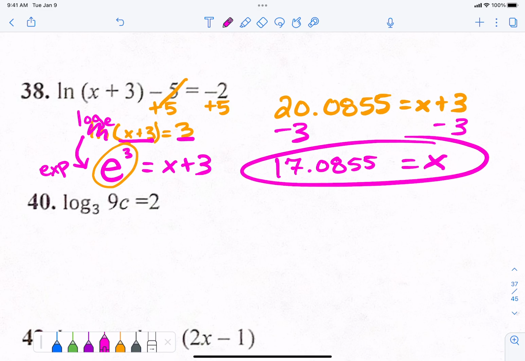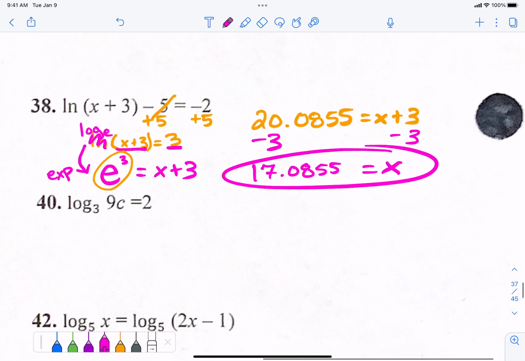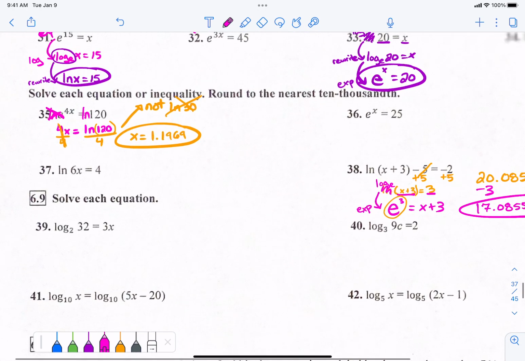Does that make sense? If you are ever in log form and you get stuck, make it an exponential. If you're ever in exponential form and you get stuck, make it a log. That's all you have to do, just go back and forth between the two. So if you're stuck, go ahead and do 37 and 36 and see if you can figure those out, and then we'll move on to the next chunk.